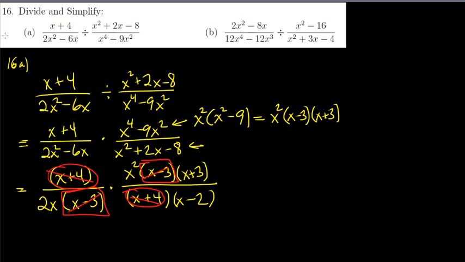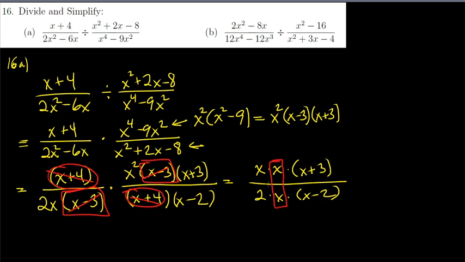And I think that's it. Let's see, what do we have left over in the numerator? We have x squared, so that's x times x plus 3. And in the denominator, we have 2 times x minus 2. So you can see I wrote it this way because we're not done. X is also a common factor, and so that factor of x cancels. So now we're done. This is x times x plus 3 all over 2 times x minus 2.